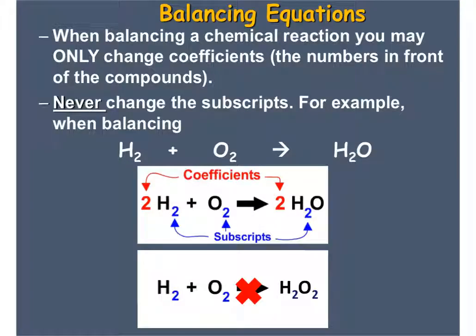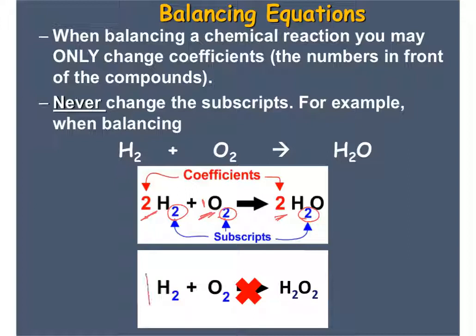Onward. All right, so when you are balancing chemical equations, the only tool you have, the only thing you can change, are the coefficients, the large numbers that are in front of each substance. Never, ever, ever change the subscripts. The subscripts define what the substance is, and if you change that, you're making a new substance that probably doesn't even exist in that reaction.